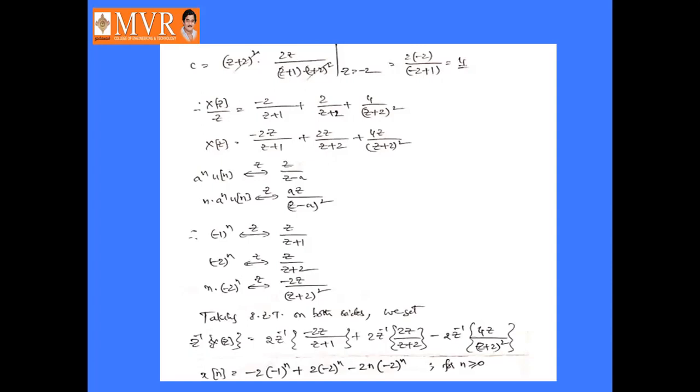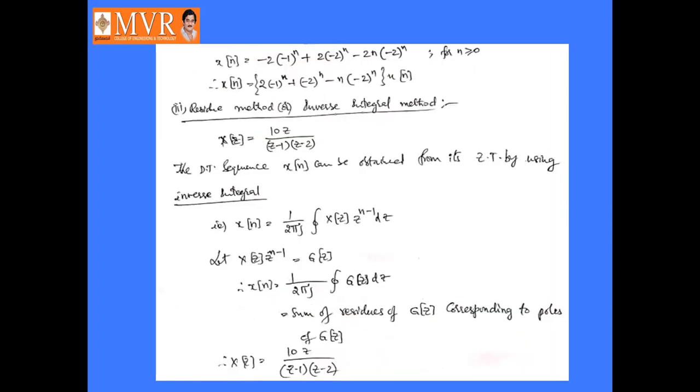Then, taking inverse Z transform on both sides, we get the inverse Z transform of X of z equal to minus 2 into inverse Z transform of z by z plus 1, plus 2 into inverse Z transform of z by z plus 2, plus 2 into inverse Z transform of minus 2z by (z plus 2) whole square. So minus 2 into minus 1 whole power n, plus 2 into minus 2 whole power n, minus 2n into minus 2 whole power n. That is the inverse Z transform of the given function for n greater than or equal to 0. So we can write this as minus 2 into minus 1 whole power n plus 2 into minus 2 whole power n minus 2n into minus 2 whole power n.